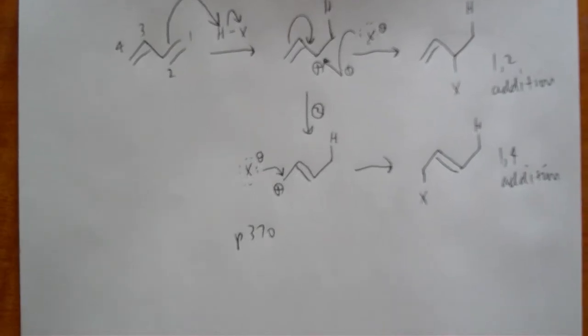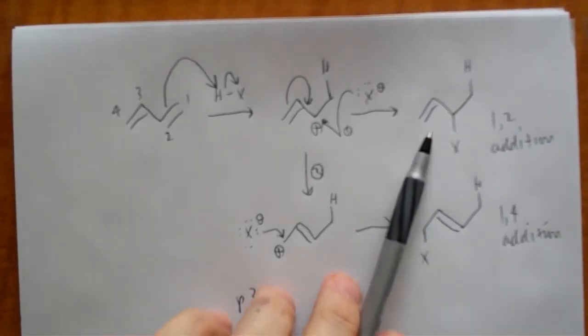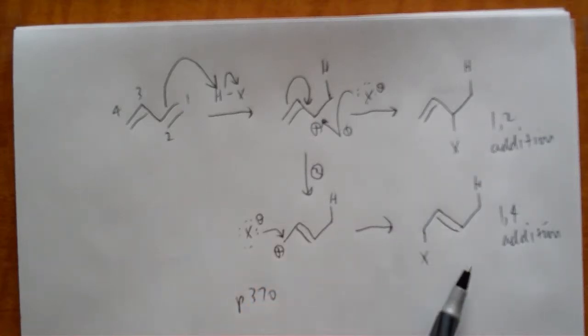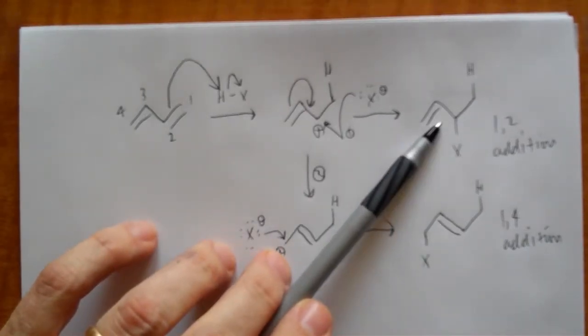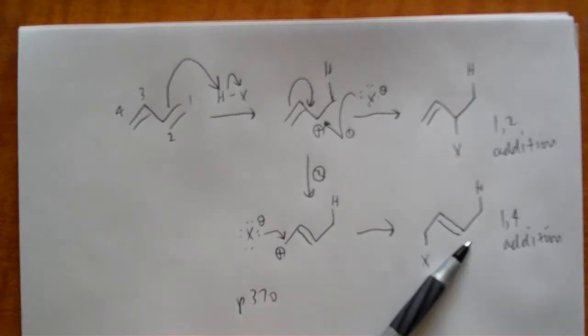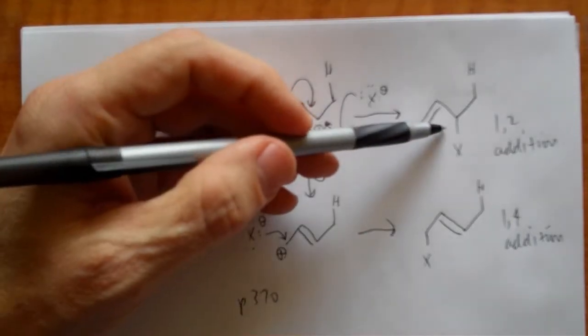Page 370 tells you why under some conditions we get 1,2 addition, and under other conditions we get 1,4. I'll give you a lead-in, even though I'm not really teaching when I tell you this, I guess. This is called kinetic control. This is called thermodynamic control. You know, I'm going to tell you now. I wasn't going to tell you. This is called kinetic control because it's faster.